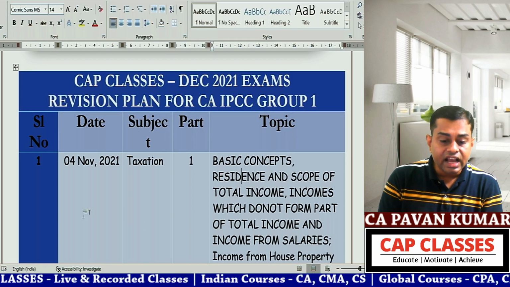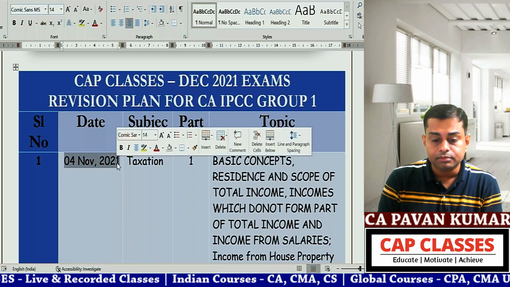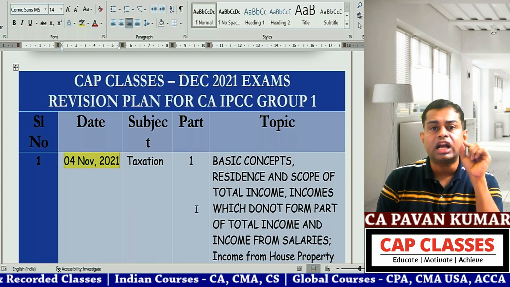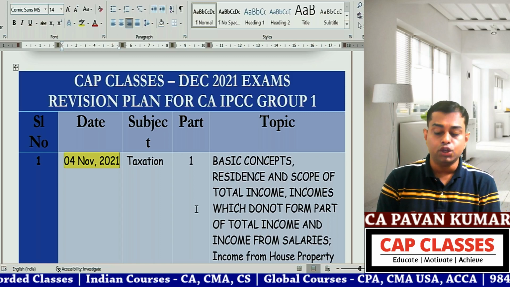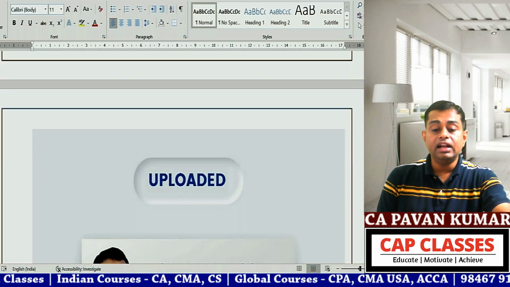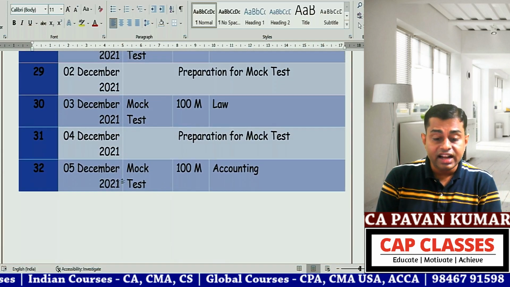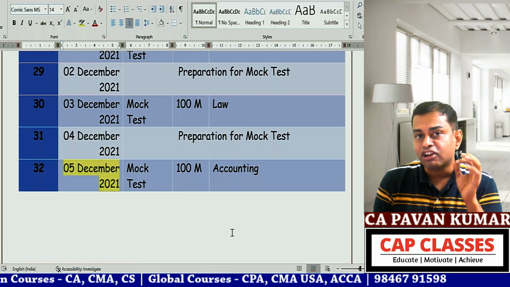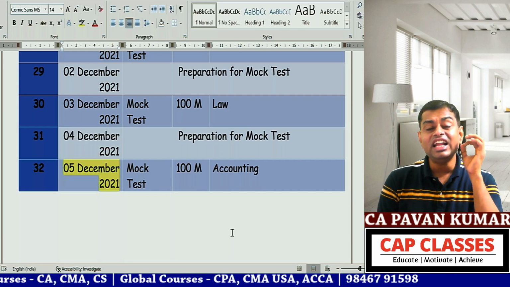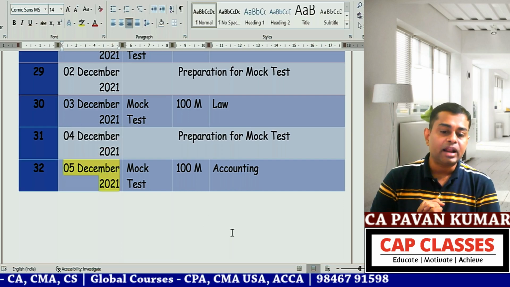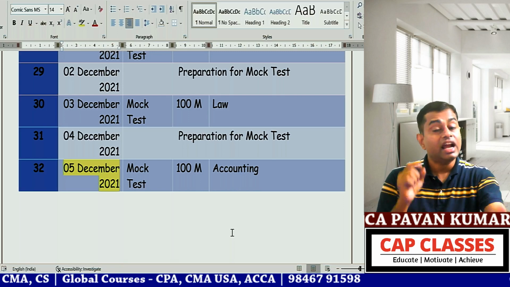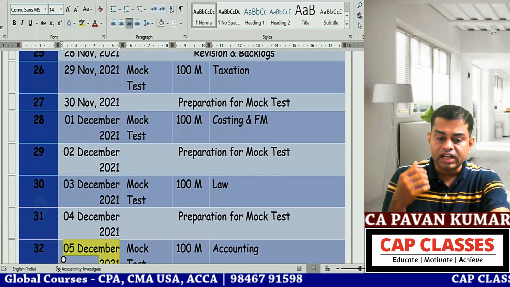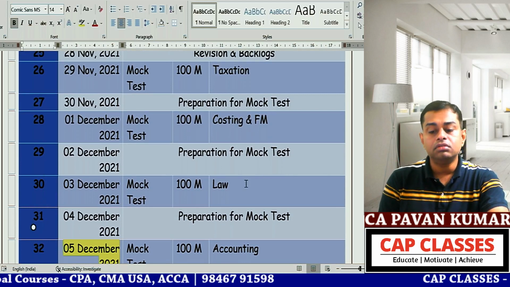So the basic idea is, if you look at today, what is the date? Today it is 3rd November and this plan is going to start from 4th November. That means tomorrow morning you are going to start this. And what is the end date? End date is exactly 1 day before your main exams. This plan is for 32 days. And the beauty is, it covers your preparation for revision and mock tests as well.